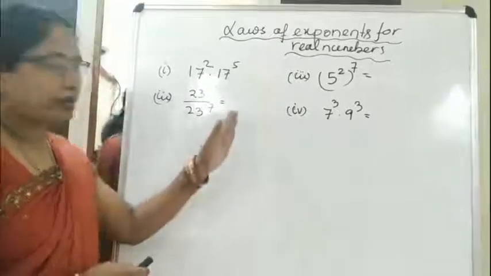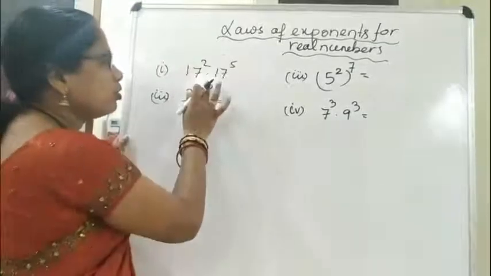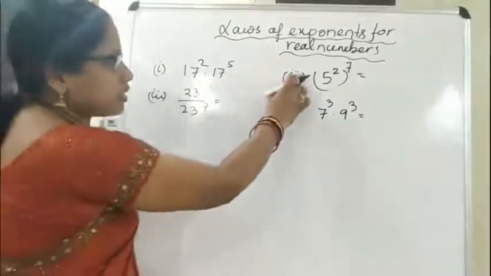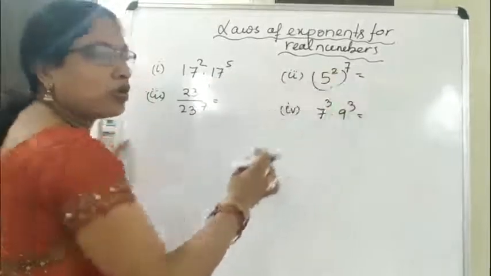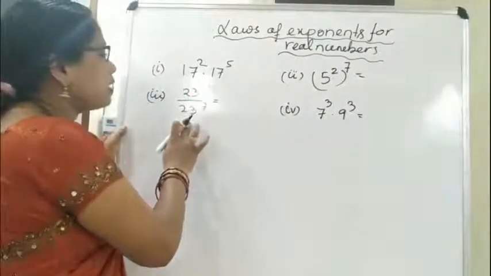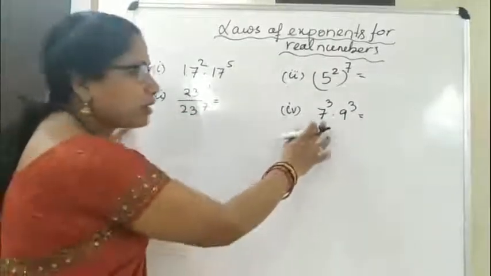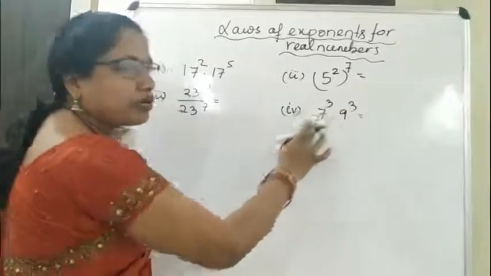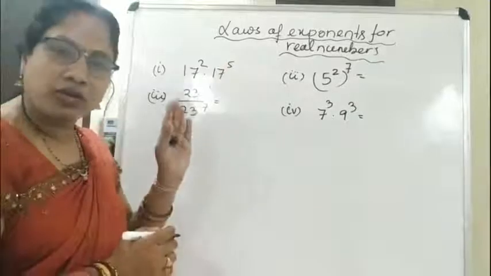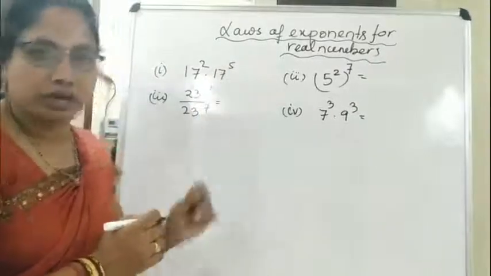So here I have written some examples: 17 to the power 2 multiplied with 17 to the power 5. The second question is 5 to the power 2, whole to the power 7. Then 23 to the power 10 divided by 23 to the power 7. The fourth question is 7 to the power 3 multiplied with 9 to the power 3. In all the cases, you have learned how to simplify this type of question in your earlier classes.